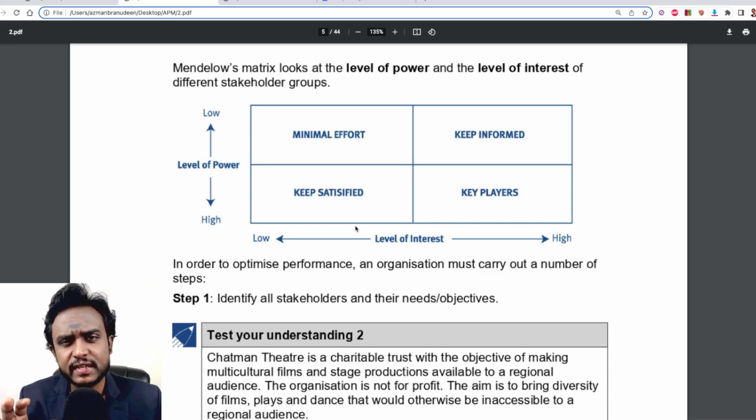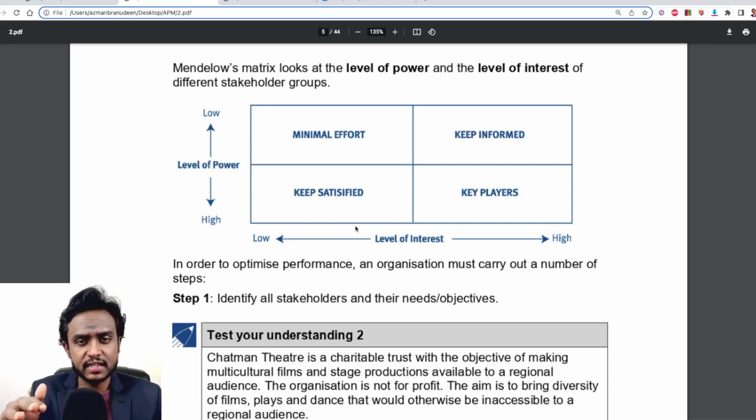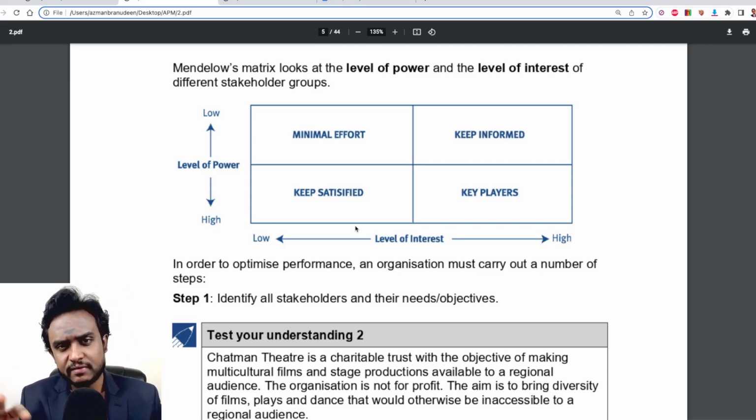What happens here is that you're classifying your stakeholders based on their level of interest and level of power. That's it. So if you look at the classification in itself, depending on the power level and the interest level, you can classify them broadly into 4 categories: keep informed, minimal effort, keep satisfied, and key players. So they are quite logical in the sense that if you have a high power and high interest stakeholder, you're basically talking about a key player. They are fully engaged with the company.